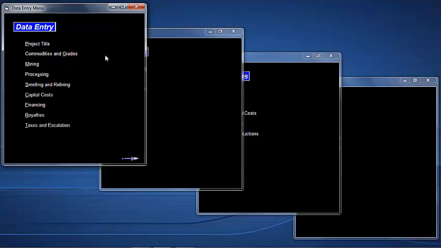The best way to demonstrate the program is, of course, to run through a quick example. So we'll enter our information on the screen: commodity information, mining and processing, cost and production data, smelting information, capital costs, and we'll look at financing, royalties, and taxes and escalation.